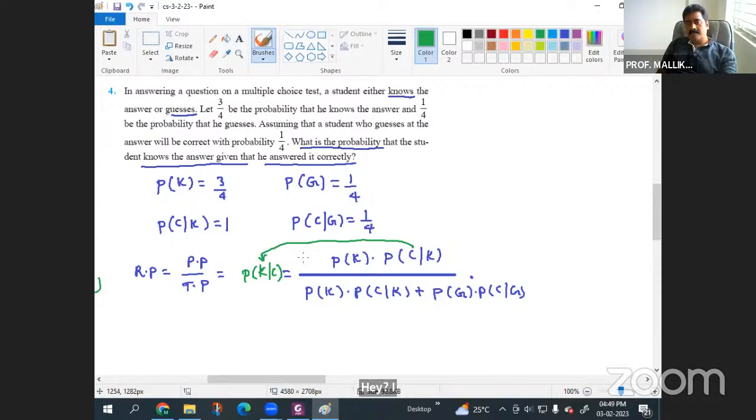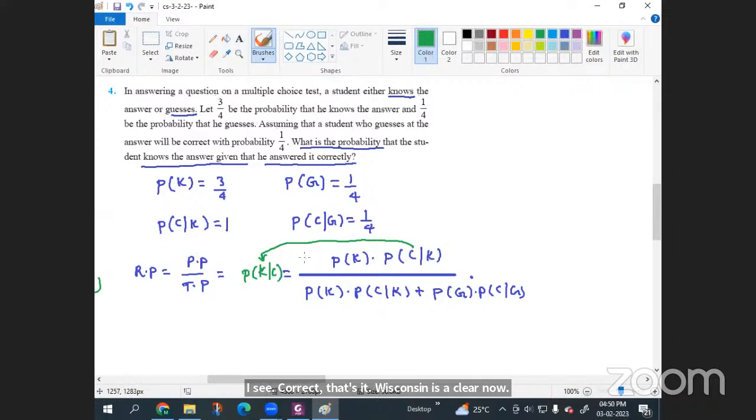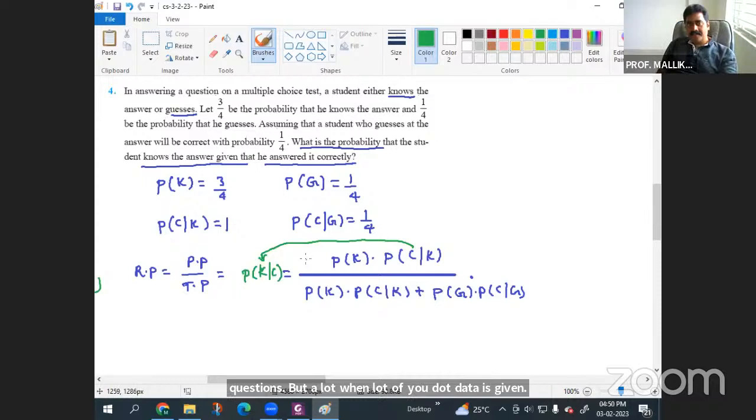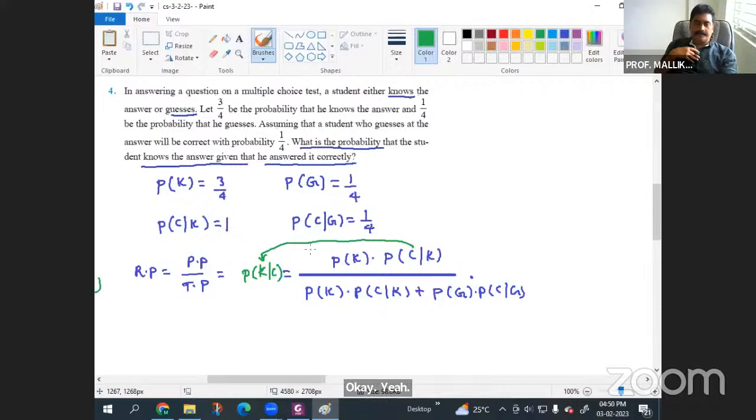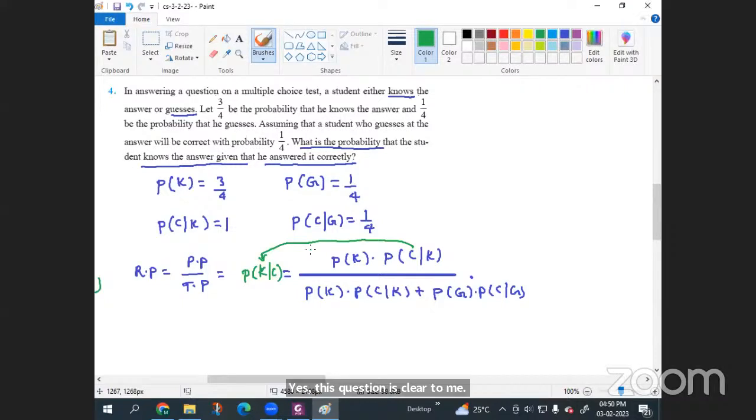Muskan, is it clear now? Sir, we are able to do these direct questions, but when a lot of data is given, we have to select the useful data. Can you explain those questions, sir? Definitely. That is why I am taking this question now, so that you know the meaning of the Bayes theorem. Yes, sir, this question is clear to me. Now you got it, right?